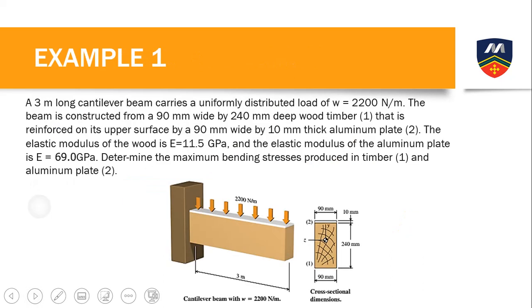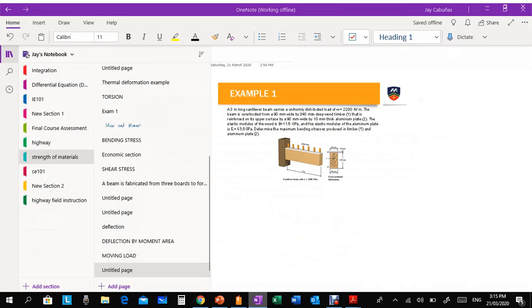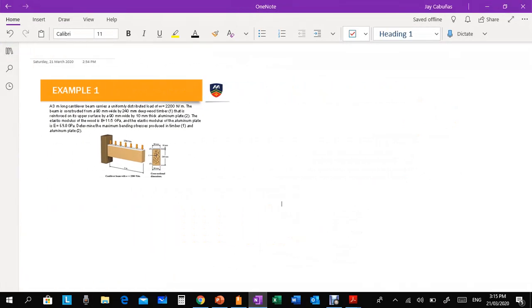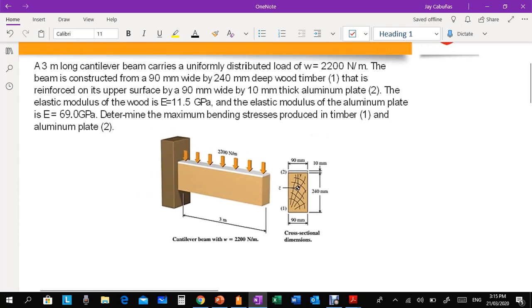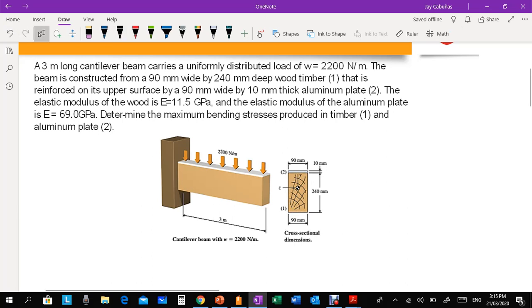Okay, so let's try to solve an example. Okay, we have here an example. A 3-meter long cantilever beam carries a uniformly distributed load. We have 2,200 Newton per meter. The beam is constructed from a 90 mm wide by 240 mm deep wood timber. So, this one. And that is reinforced on its upper surface by a 90 mm by 10 mm thick aluminum plate. So, kani.